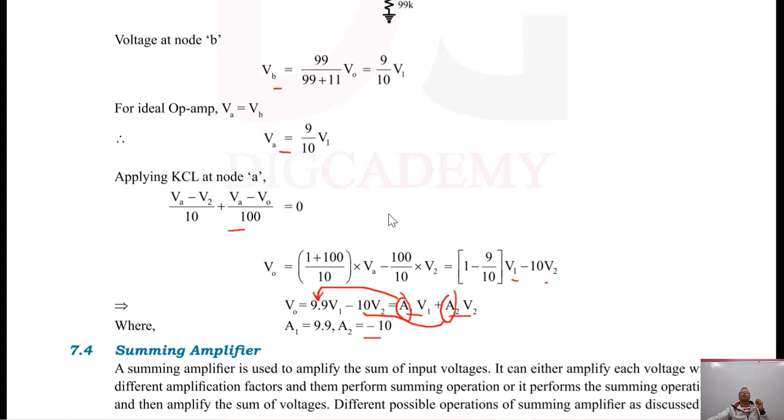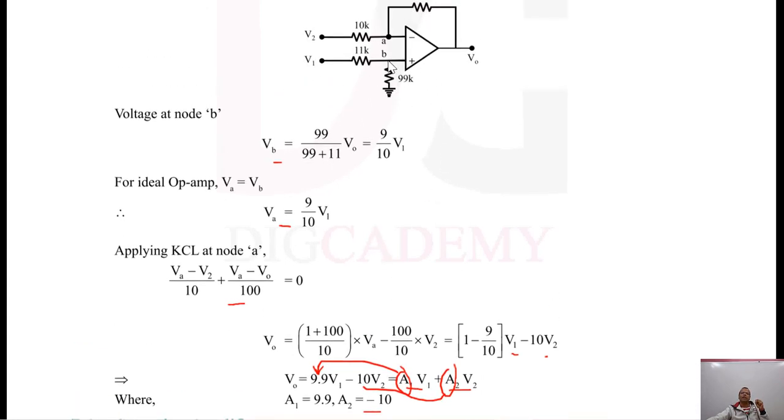But there is one important point to be noted here: in all the cases, what we do is find the voltage at the non-inverting terminal and then apply KCL at the inverting terminal to find the output voltage of the circuit, or to find any condition asked for in the question. So that finishes your difference amplifier.